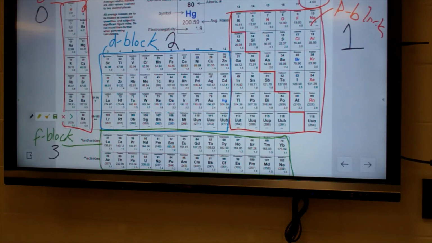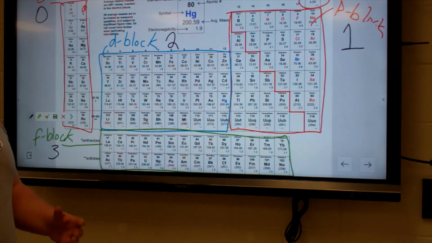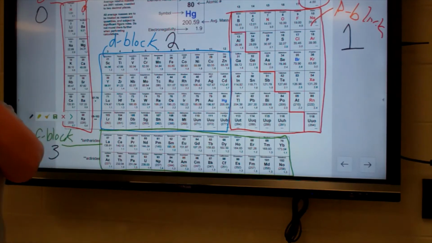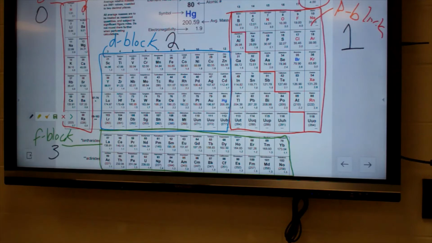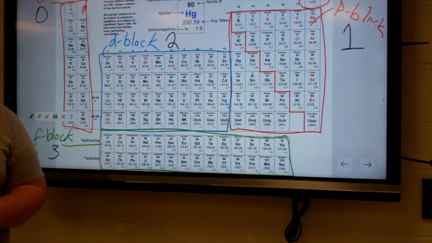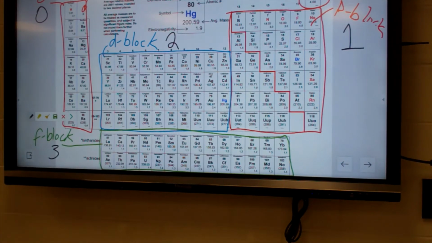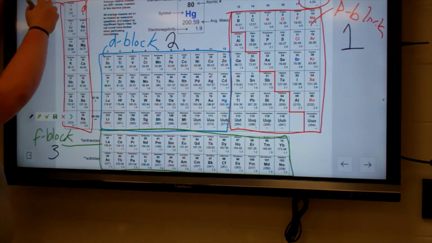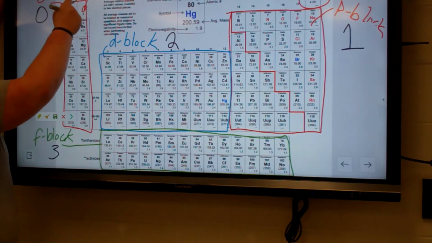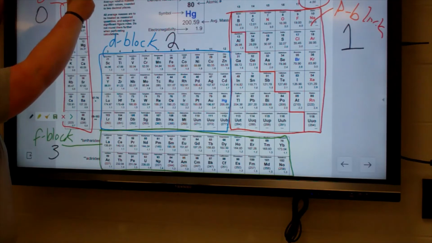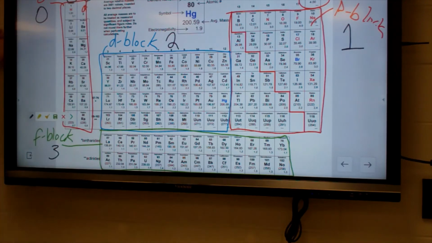Perfect example. It's S block. L is 0. What does that mean M sub L is? 0. Because it's the only option. M sub L goes from negative L to positive L. If L is 0, then it's just 0. So guess what column 1 is? 0. Guess what column 2 is? 0. Look at you, Thomas.